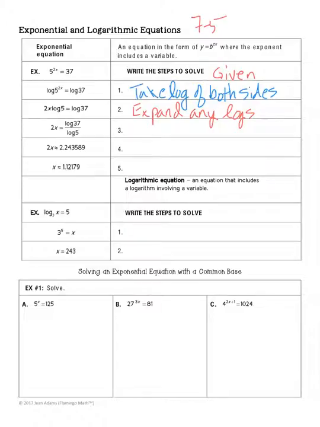Then from here to here, you can see that we have the 2x, but then we divided this side by log of 5 and this side by log of 5.